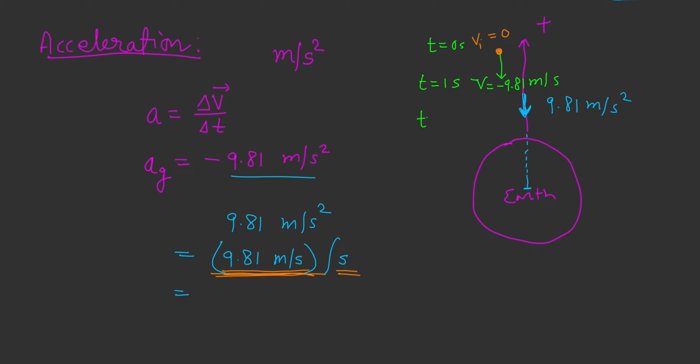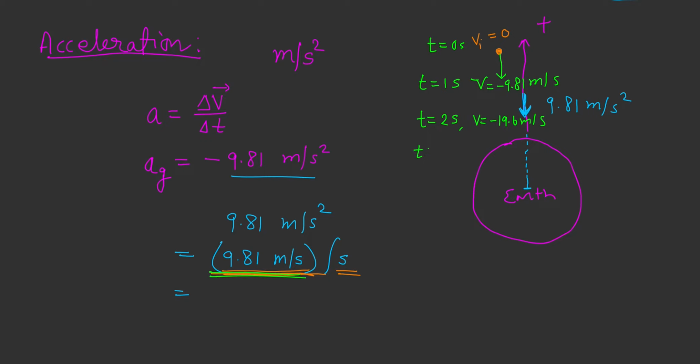Similarly, after the next 1 second, at t equal to 2 seconds, how much will the velocity change? Again, after 1 second, the velocity change will be 9.81 meter per second, but it already has a velocity of 9.81, and if you further change it by 9.81, it will be added because the acceleration is acting in the same direction as the velocity. So after 2 seconds, the velocity will be multiplied by 2, because it already has 9.81, and further you make a change of 9.81, so the velocity will become 19.6 meter per second.